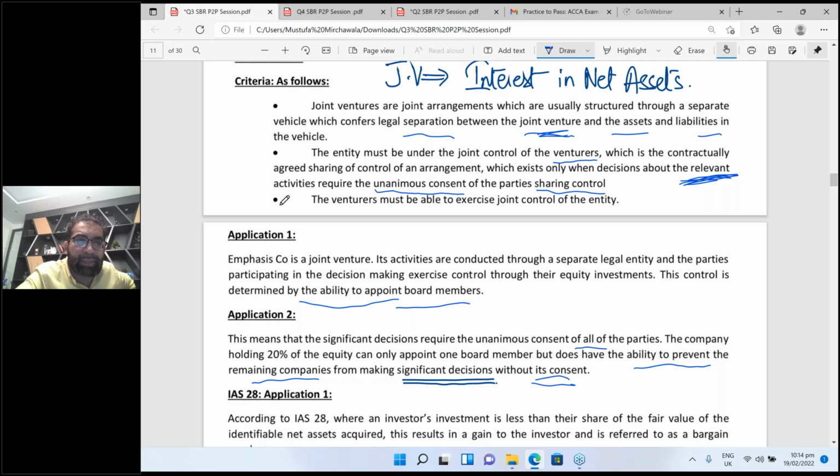Did you understand this part? Please tell me. This was an easy part.